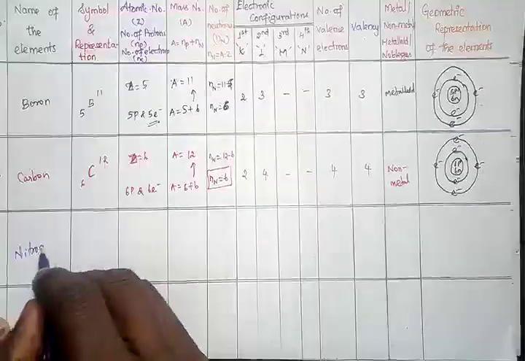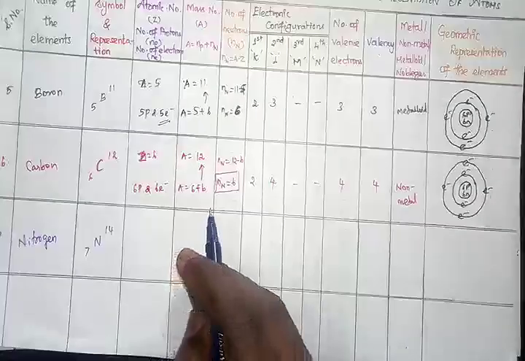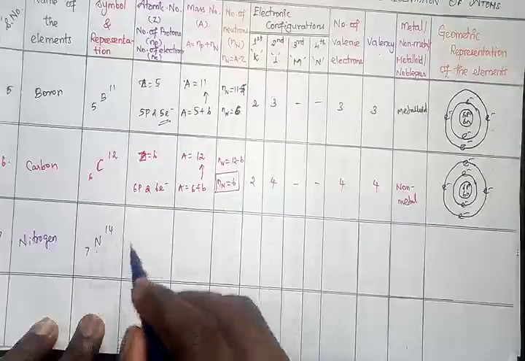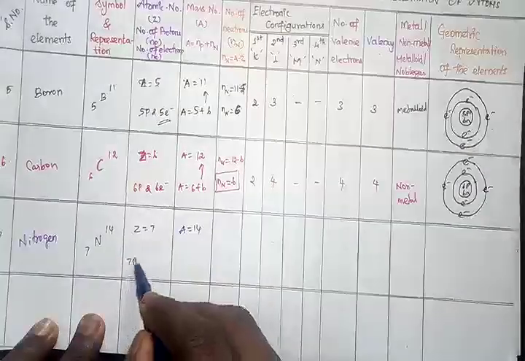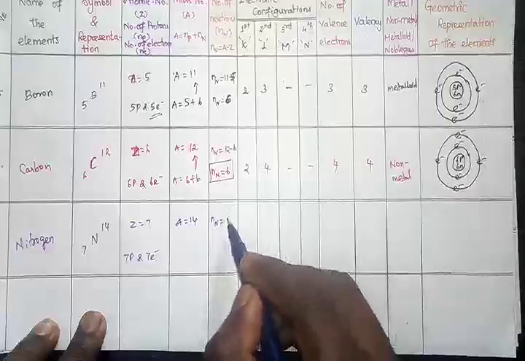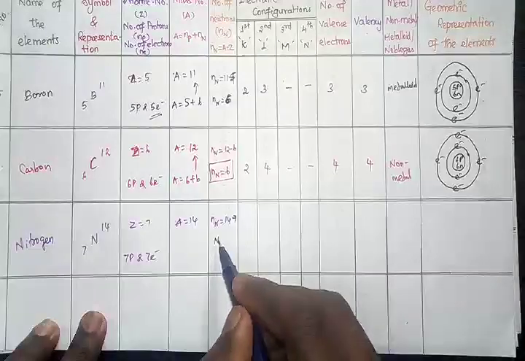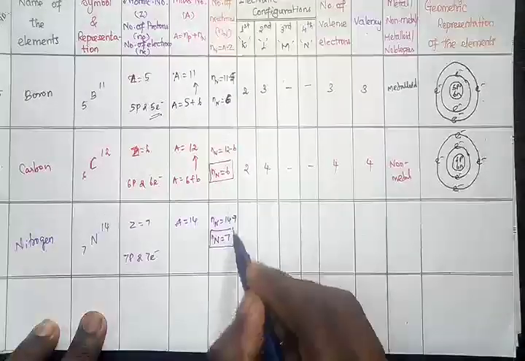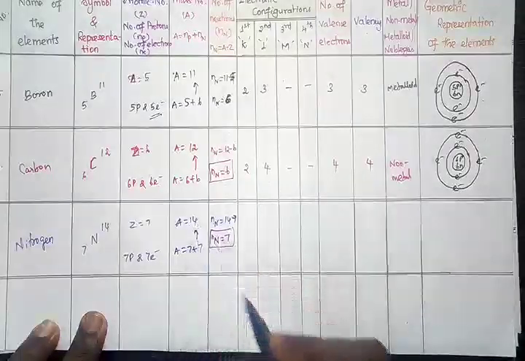Next we will go for nitrogen, 7N14. This is the symbol. Now Z is 7, A is 14, so you have 7 protons and 7 electrons. The number of neutrons, 14 minus 7, is 7, and then the mass number is 7 plus 7, that's the reason we have got 14.